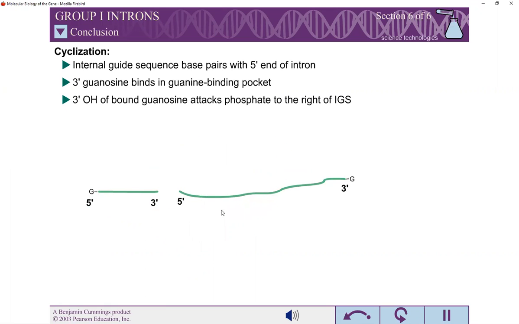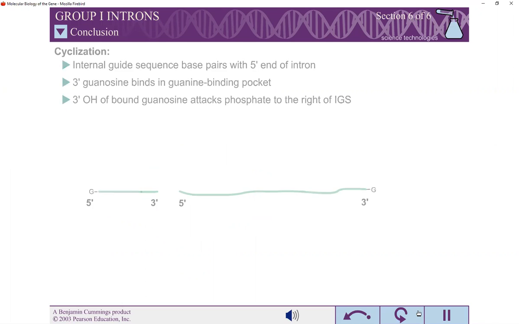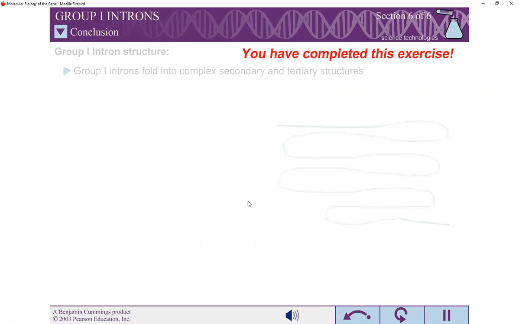This is the back reaction. You have completed this exercise.